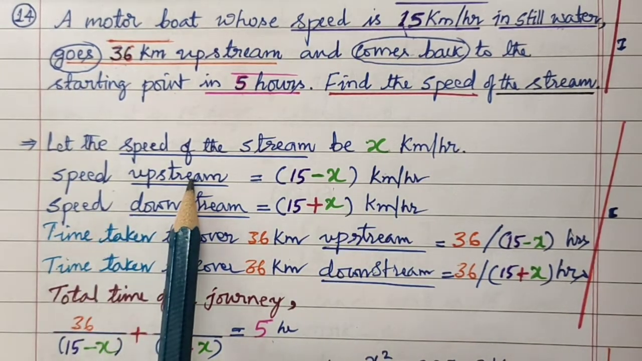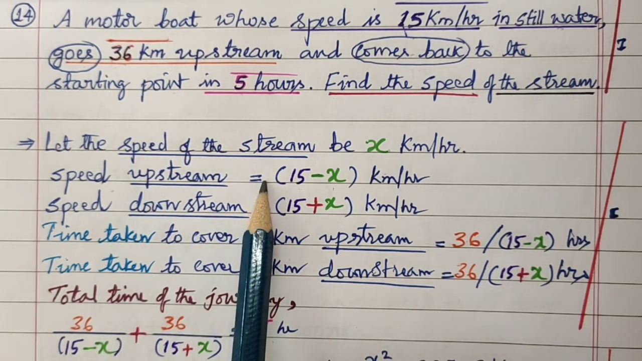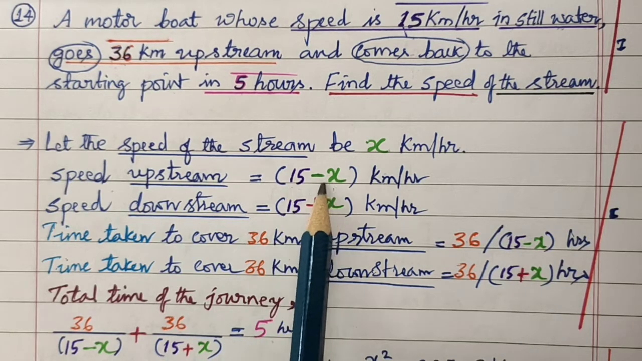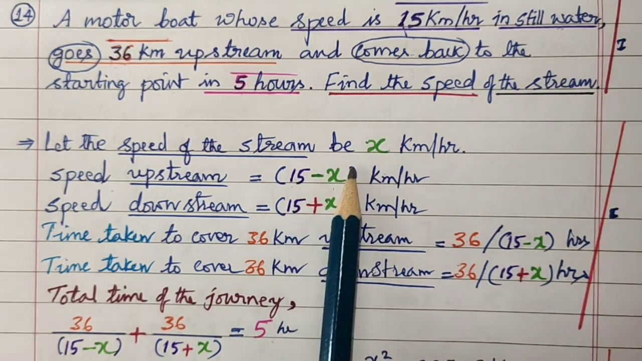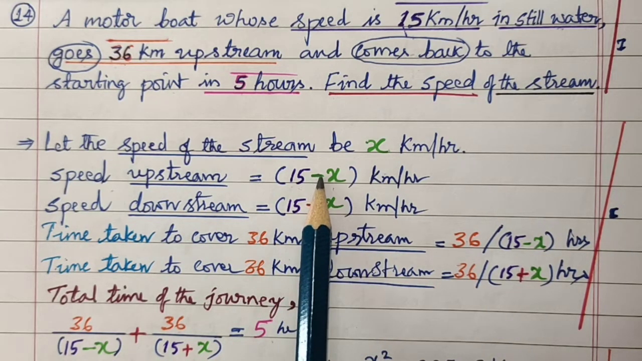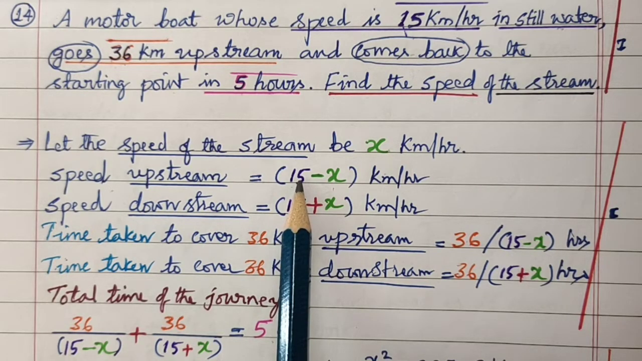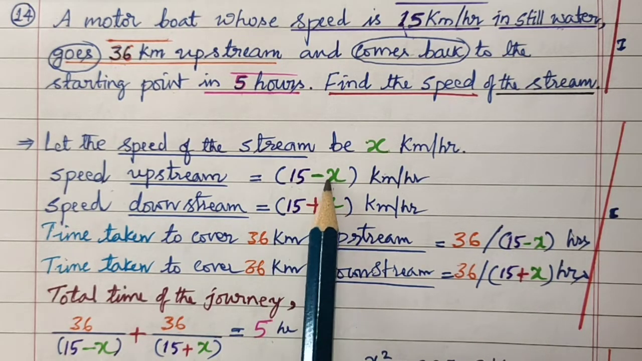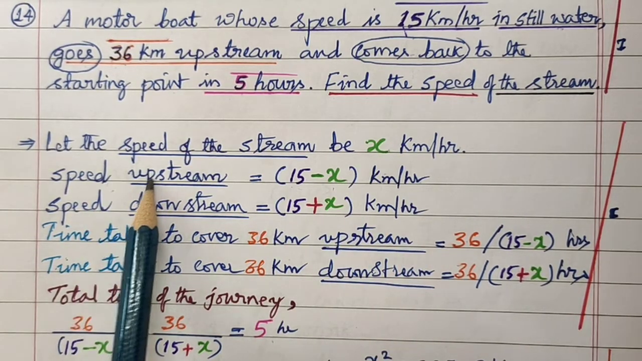Speed upstream. The speed of the boat upstream is going to be 15 minus x, where x is the speed of the stream. We have to subtract it because the boat is going against the stream of speed x kilometer per hour. So 15 minus x kilometer per hour is the speed of the boat upstream.